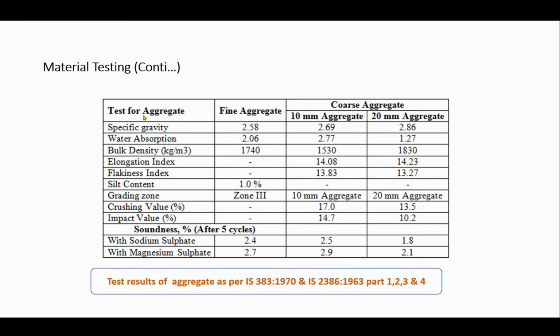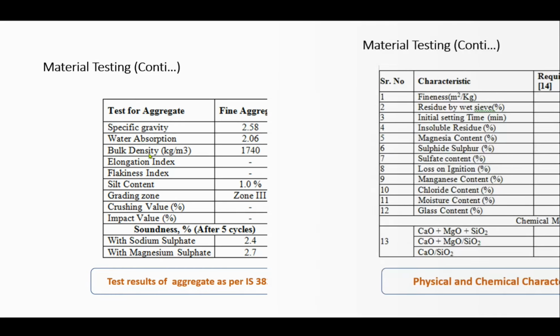In that also we have to do some tests for aggregate like specific gravity, water absorption, bulk density, elongation index, flakiness index, silt content, grading zone, crushing value, impact value, and soundness with sodium sulfate or magnesium sulfate. Such tests are needed to validate whether the material is okay to produce concrete. So we have to go with that testing.